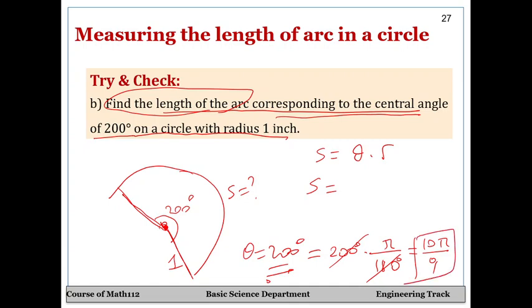Yes. So then it's in radians, so you can put it here, 10 pi over 9 times 1 inches, so you got 10 pi over 9 inches. So the arc length will be 10 pi over 9 inches.